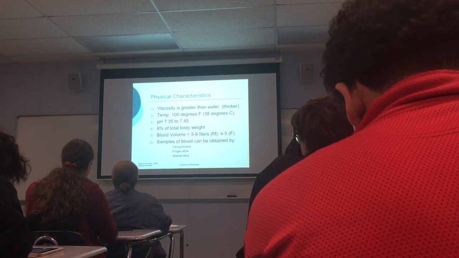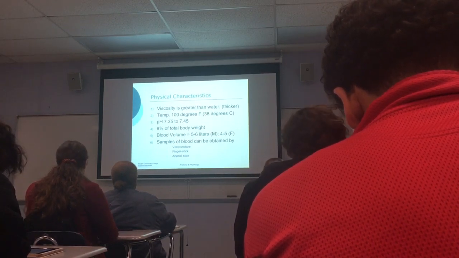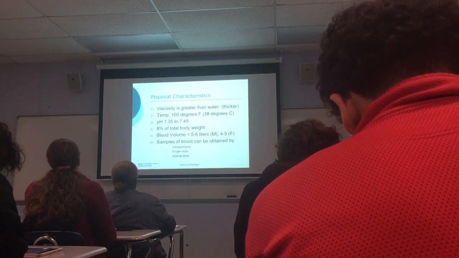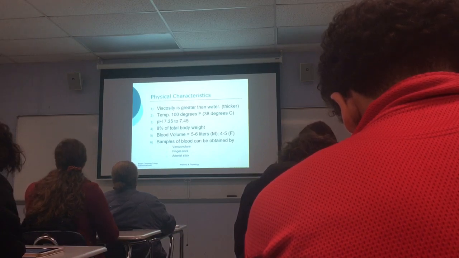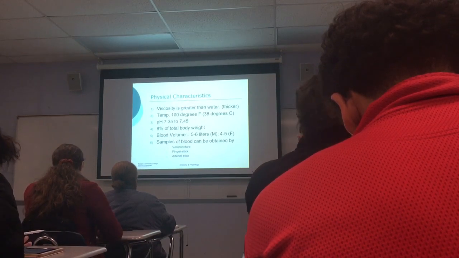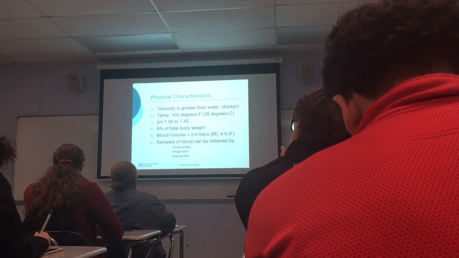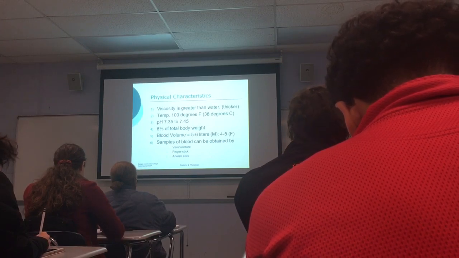Okay, so this is very important. The pH of blood is 7.35 to 7.45. Not a big range here, right? So if you fall below 7.35, you're going to go into a state of acidosis, your blood. If you go over 7.45, you're going to go into a state of alkalosis. Both very damaging to cells. Both very, very damaging to cells.